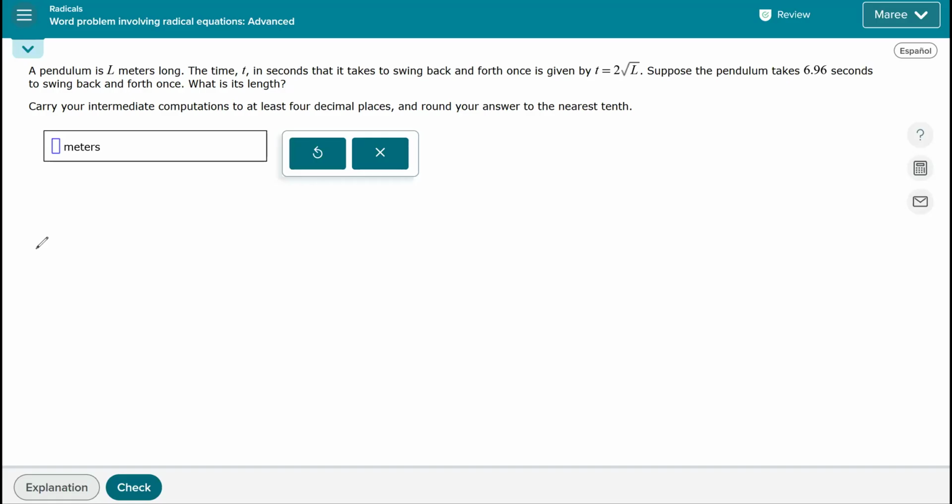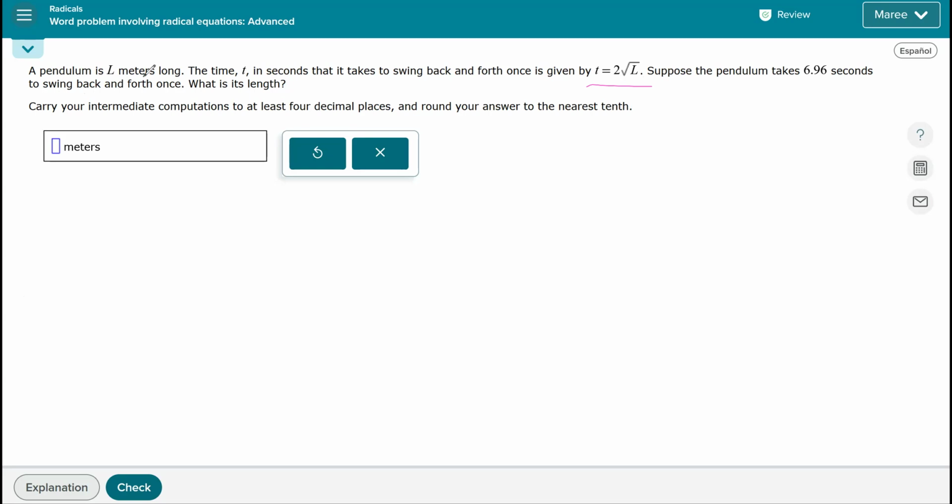This topic is word problems involving radical equations, advanced. So when we read the word problem, notice that within it, they're going to give us an equation. So we're going to use that equation to get our answer or to solve the problem.